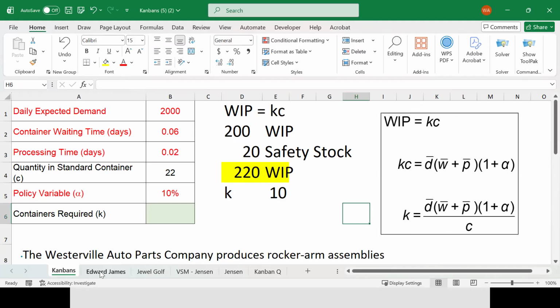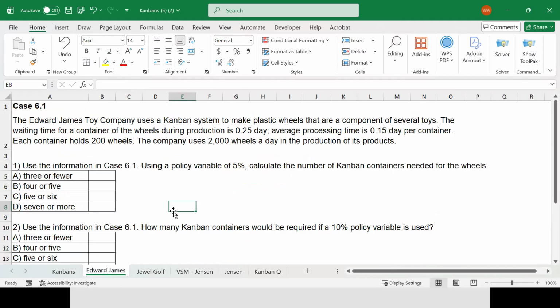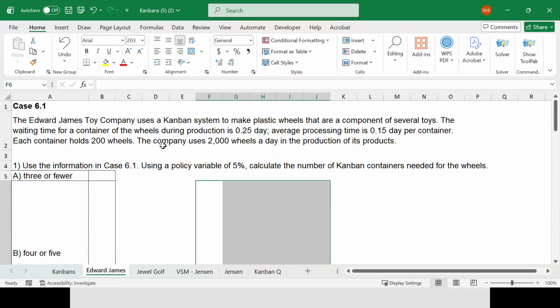Let me give one more example and then I'll end this video. This spreadsheet here is on Folio. If you go into module 2, you should be able to see this Kanban spreadsheet. The Edward Jones Toy Company uses a Kanban system to make plastic wheels that are components of several toys. I'm going to add the waiting time and the other information to a table down here as I get it.